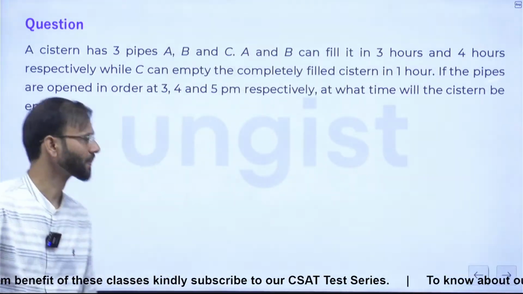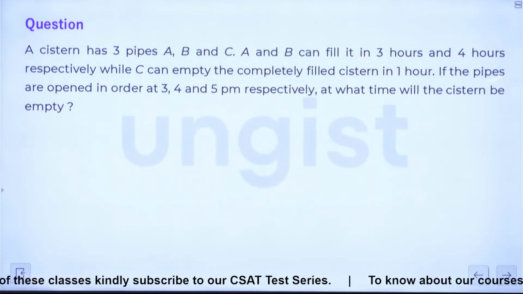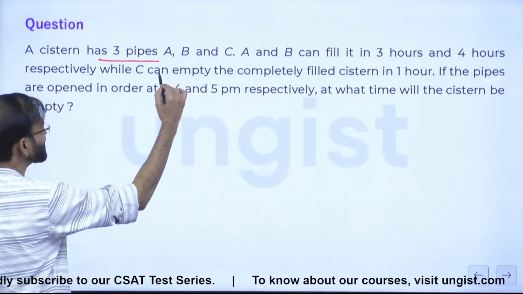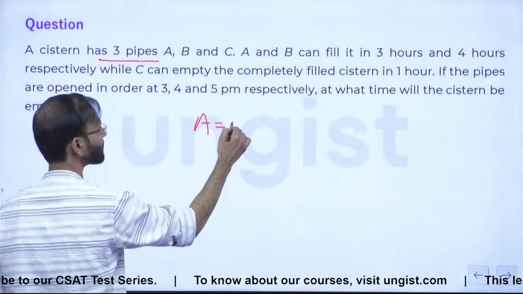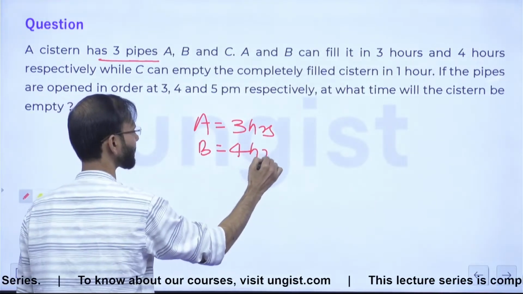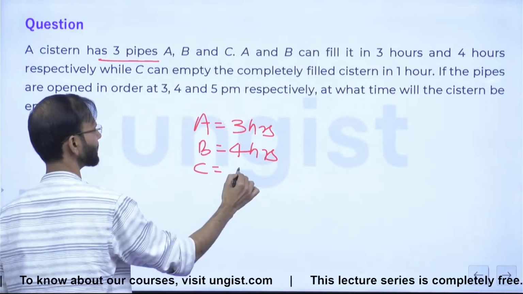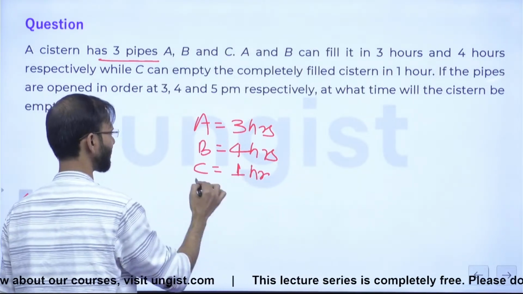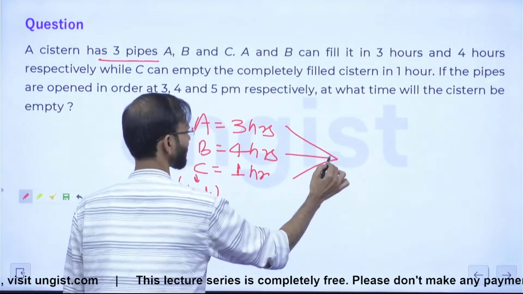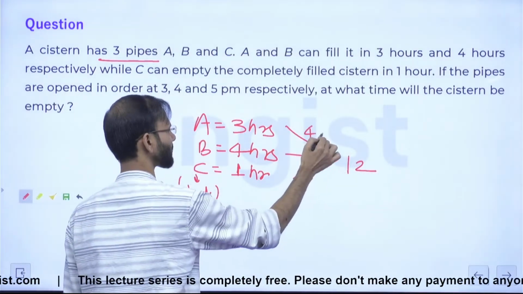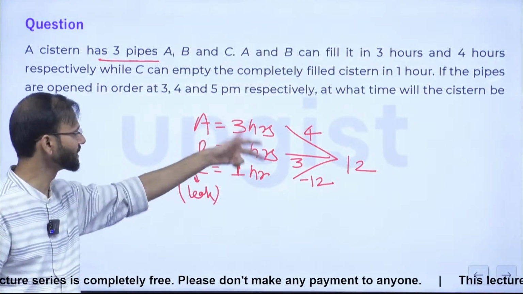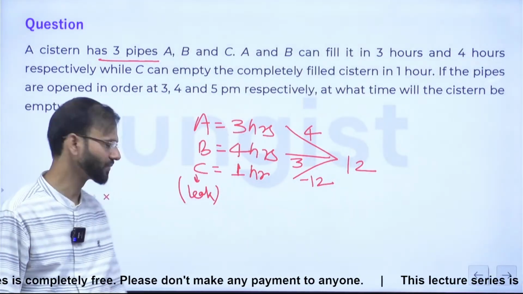Clear, everyone? Okay. Now, guys, a cistern has 3 pipes A, B, C. A can fill the water in 3 hours, B can fill in 4 hours, and C is emptying in 1 hour, right? C is the leak. So guys, LCM is 12, this is 4, this is 3, this is minus 12. So the leak is much faster than A and B together, right?